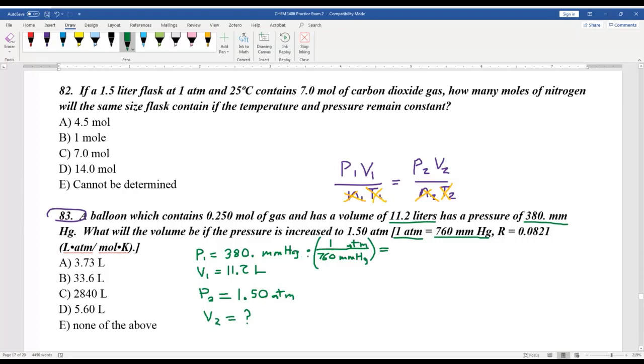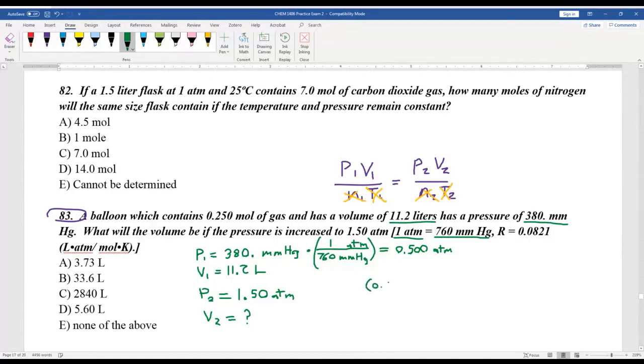All right, so I divide 380 by 760, and if you calculate that properly, you should get 0.500 ATM. Does that make sense? All right, cool. Now that I have the pressures and the volume the same, I can go ahead and plug it into the equation.